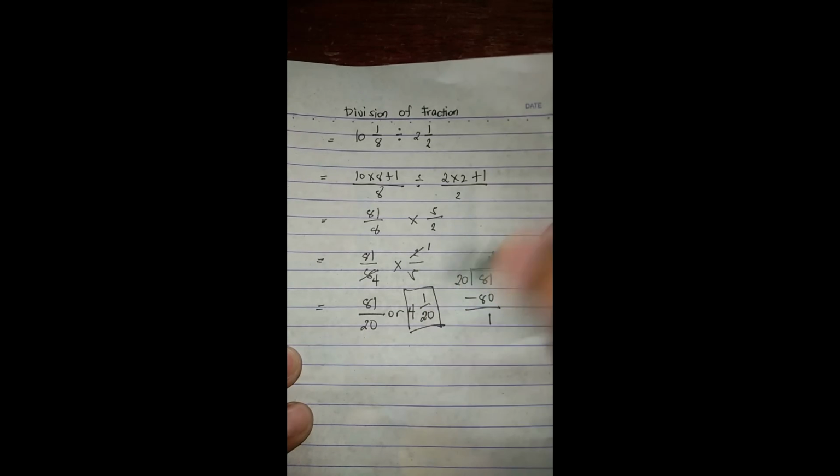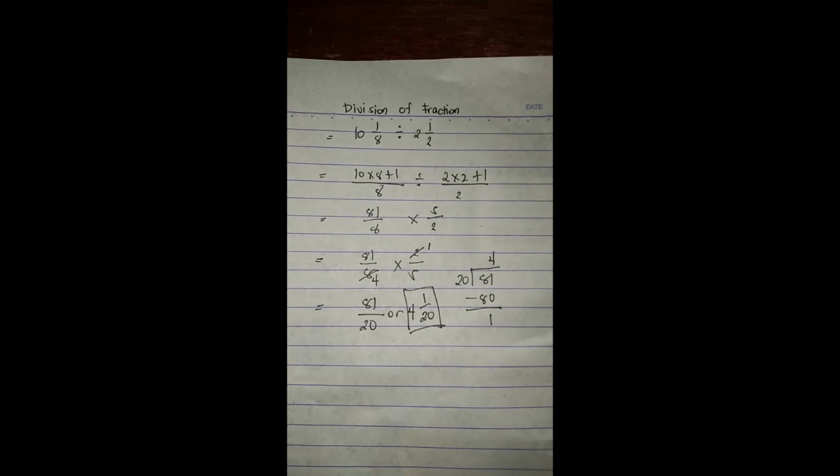So tatandaan lang yung nire-reciprocal natin is yung divisor. Then change the mixed fraction into improper, and if whole number yung may encounter nyo, automatic the denominator is 1. So yun lang.